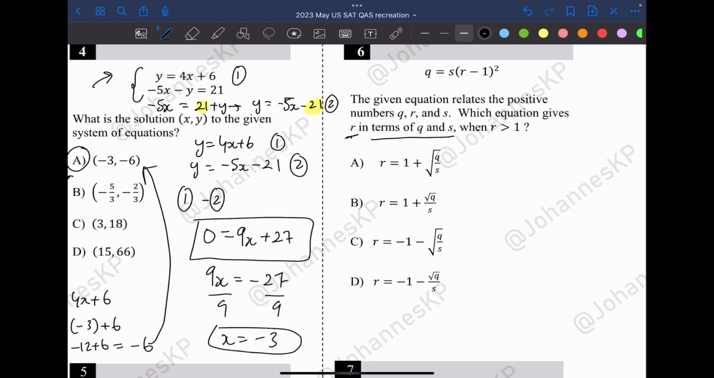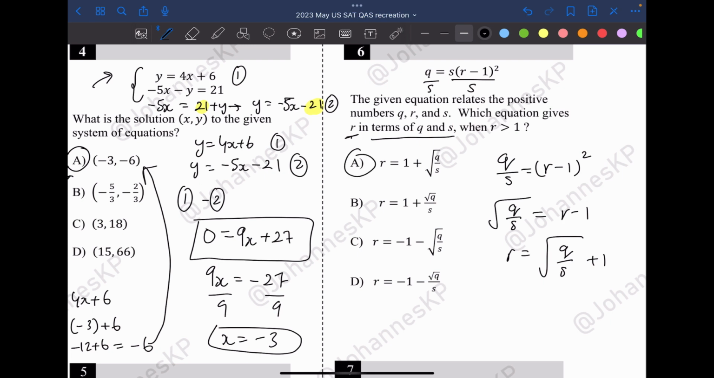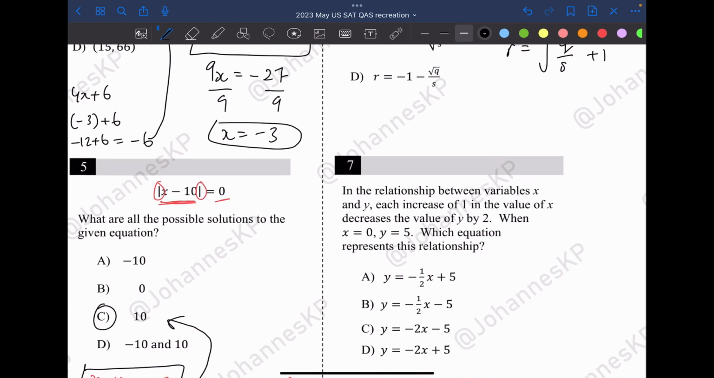First, divide both sides by S. We're going to get Q over S is equal to (R minus 1) squared. And then to get rid of the square, square root both sides. Q over S under a square root is equal to R minus 1, and then add 1 to both sides. So R is equal to the square root of Q over S, plus 1. So the answer for this is A. Okay, we are done. Let's move on to question number 7.